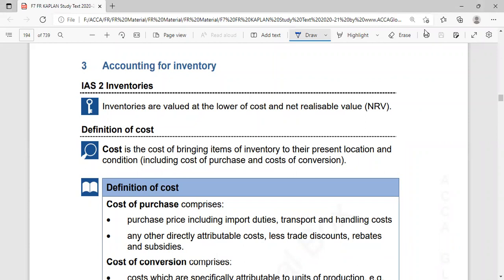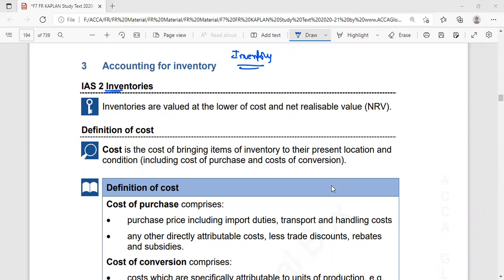So coming to the next one, IAS 2, inventory valuation. In case of inventory valuation, first we have to know what is meant by inventory. Generally, inventory is defined as those items which are held for resale purpose.